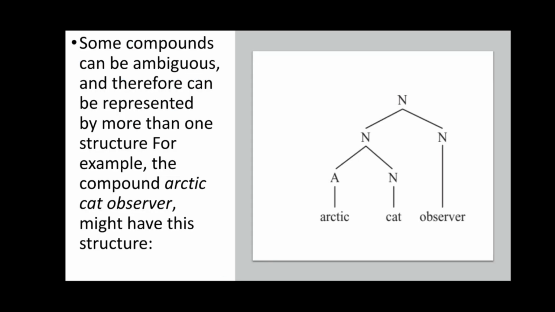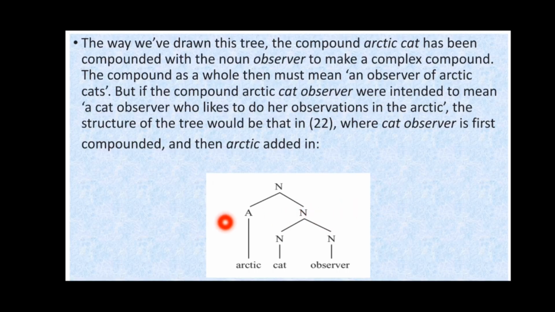And here we can see that first we have Arctic cat and then observer is added. So here there is an observer who observes what? Arctic cat. And here we can see that there is, oh sorry, a cat observer, right? Who is in the Arctic. So then we can have two different interpretations, and you can draw them with this tree diagram.